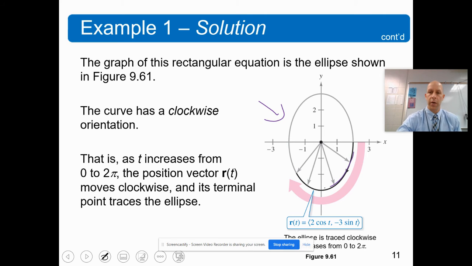In other words, it's going to turn in this direction as we start from 0 over here. That is, t increases from 0 to 2 pi. The position of the vector r of t moves clockwise, and it's going to form an ellipse.